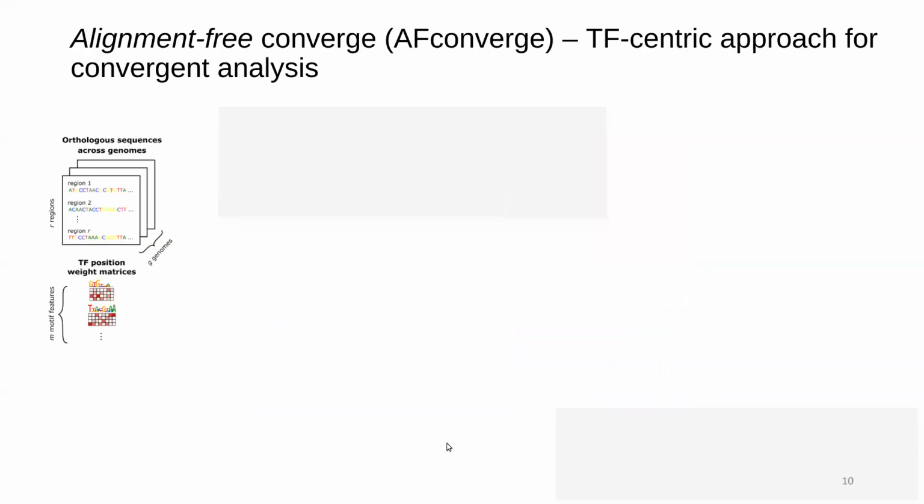So we've set out a method that takes all of this into account, and we call it alignment-free converge, or AFconverge, and it's a TF-centric approach to convergent analysis. This method starts out with a set of regions for which we have orthologous sets across the genome. They're not aligned, and they're not even necessarily alignable, but we have somehow determined that they're orthologous, usually by synteny. And we have a database of transcription factor PWMs.